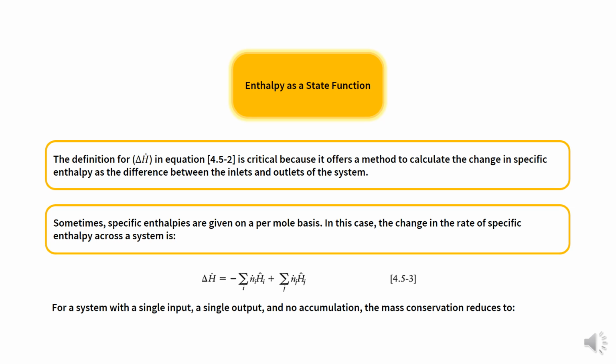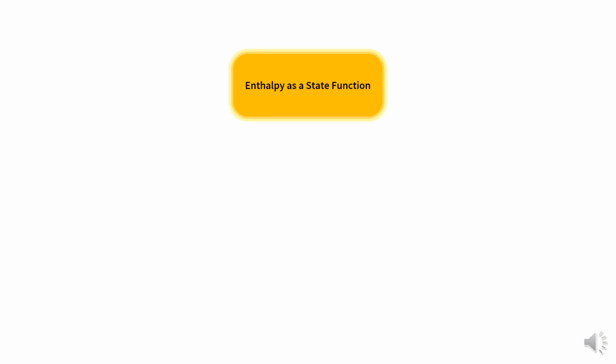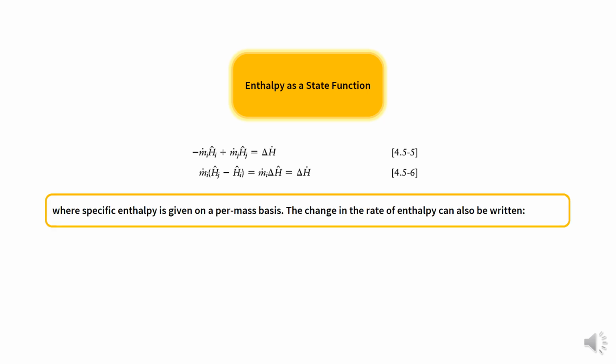below. For a system with a single input, a single output, and no accumulation, the mass conservation reduces to m dot input minus m dot output is equal to 0. And the previous equation can also be written as the following equation, where specific enthalpy is given on a per mass basis. The change in the rate of enthalpy can also be written on a mole basis.